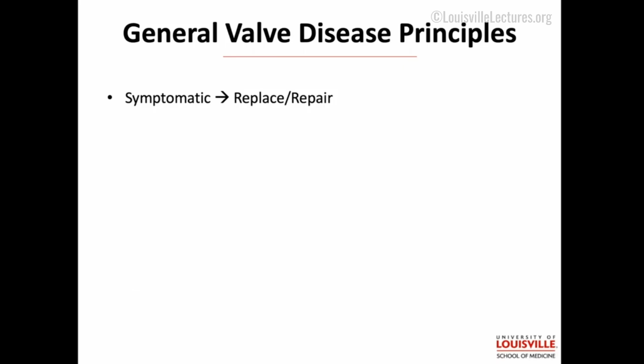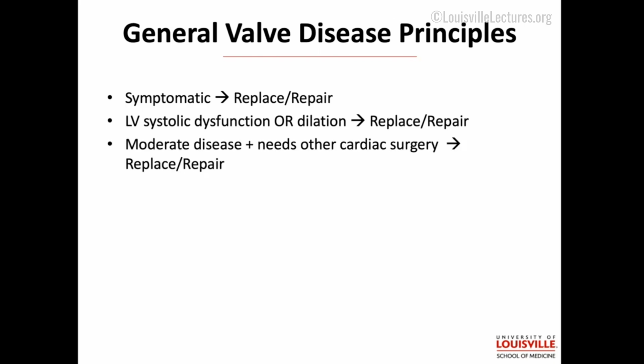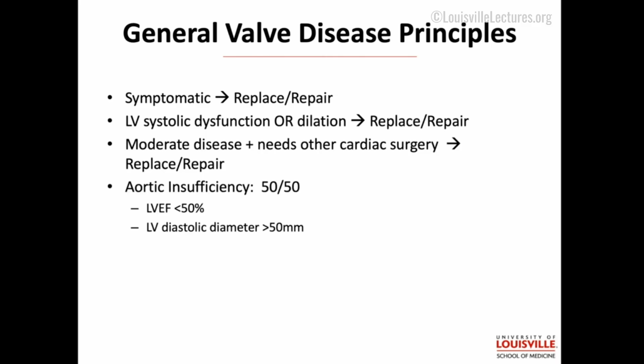So in general, with valve disease, it's pretty easy. If they have symptoms and severe disease, it's time to do something about it surgically. If the LV is starting to either fail or dilate, do something about it. If they're getting other surgery, go ahead and replace it so you don't have to go back into the chest. The numbers to remember for aortic insufficiency is 50-50. EF less than 50, diameter in diastole greater than 50.